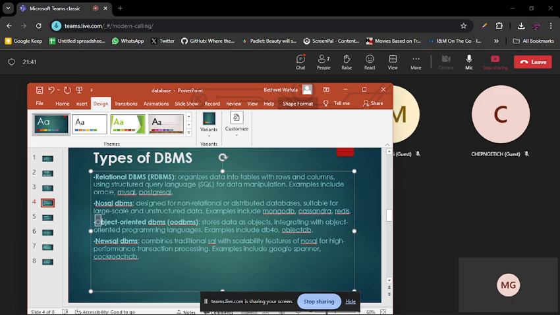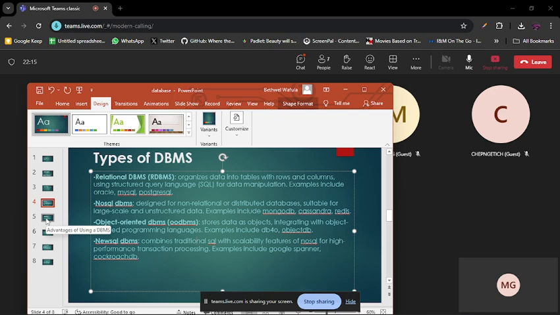You have also object-oriented DBMS. This stores data as objects and integrates them with object-oriented programming languages. An example is ObjectDB. And the last one is the NewSQL DBMS, which combines traditional SQL with the scalability features of NoSQL for high performance and transactional processing. Examples are Google Spanner and CockroachDB.